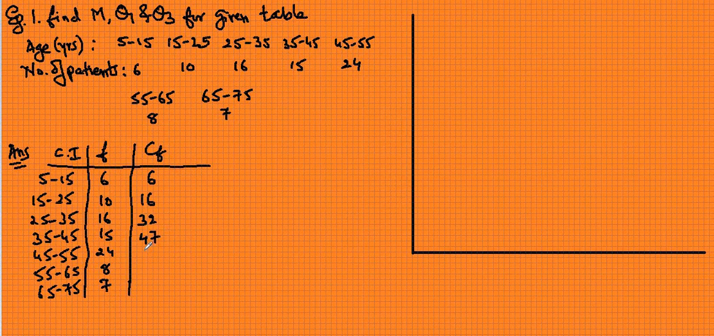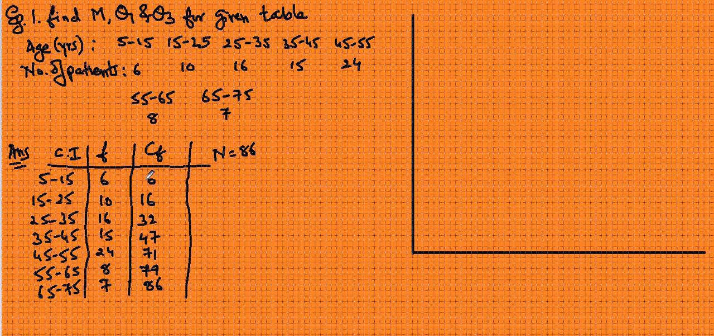47, then here 71, 79, and here it will be 86. So here the number of observations n is equal to 86. So here we are going to draw the graph.